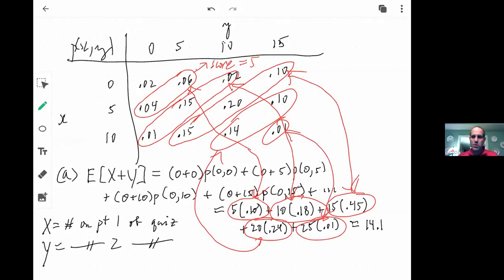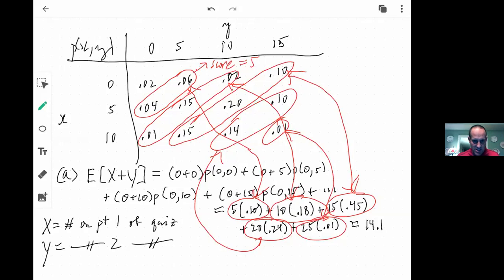And you get 14.1. Now the next problem, I'm not going to go through it in any kind of detail, but the next problem was, what if the recorded score was the maximum of the two scores? That's still a function of X and Y. You would have to just take the maximum value of X and Y, record that instead, and multiply by the probability that XY occurs. So I won't go through that in any kind of detail, but I want to focus on this other one.